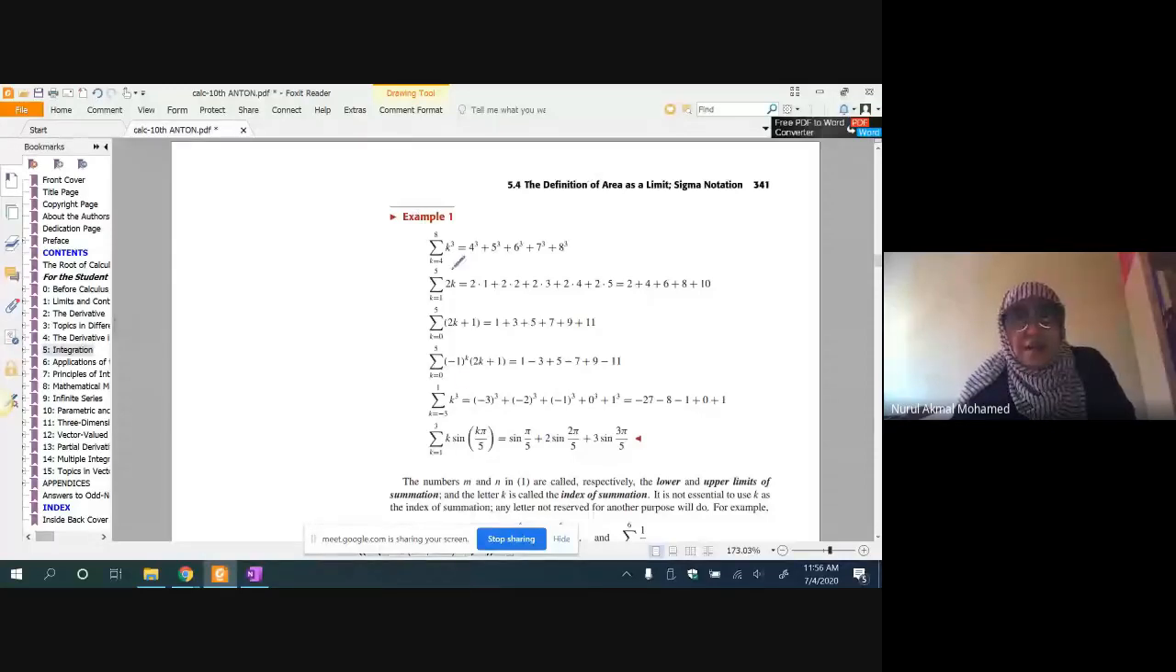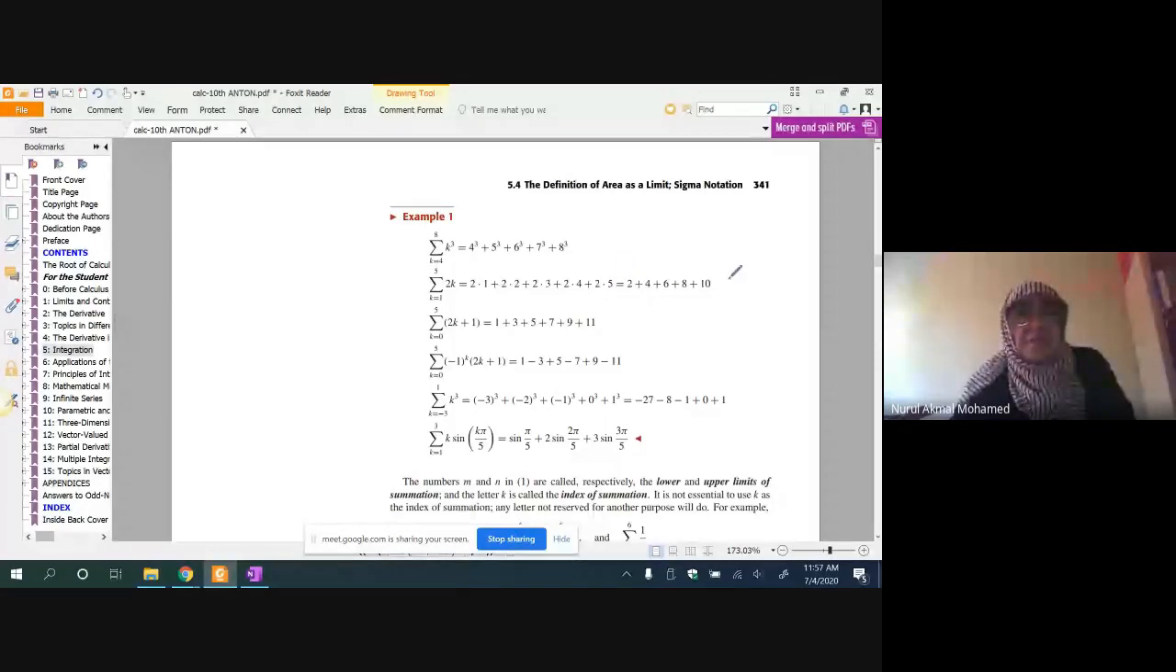So if you have here sigma of k to the power of 3, k starting from 4 up to 8, it will be 4 to the power of 3 plus 5 to the power of 3 plus 6 to the power of 3 plus 7 to the power of 3 plus 8 to the power of 3, because it stopped at 8. For this one, k starts from 1 up to 5, and the function is 2k. So 2 multiplied by 1 plus 2 multiplied by 2 plus 2 multiplied by 3 plus 2 multiplied by 4 plus 2 multiplied by 5. And then you sum up everything.